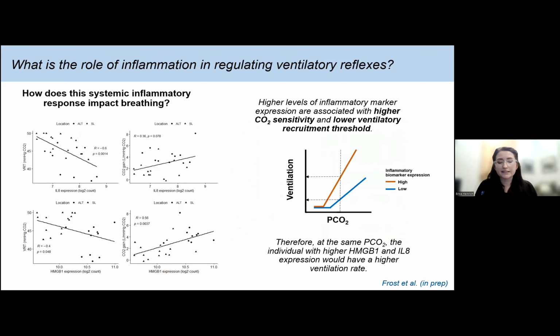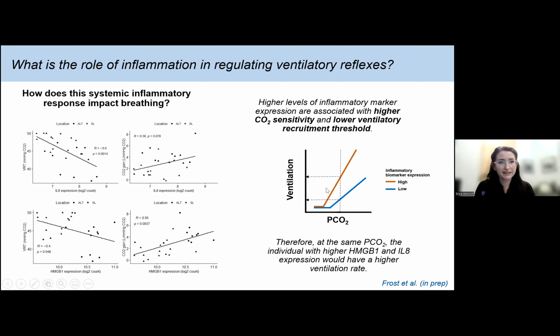So we did see that several of the inflammatory markers that were increased at high altitude were associated with higher CO2 gain. So I'm just showing you the CO2 response here, as well as a decrease in the ventilatory recruitment threshold. This is amazing because what this shows is that someone with lower inflammation would look more like this blue line. So their threshold is shifted right and they have a lower slope of this response. Whereas someone with higher levels of inflammatory biomarker expression, this threshold point is shifted to the left and the slope is higher. So who cares?